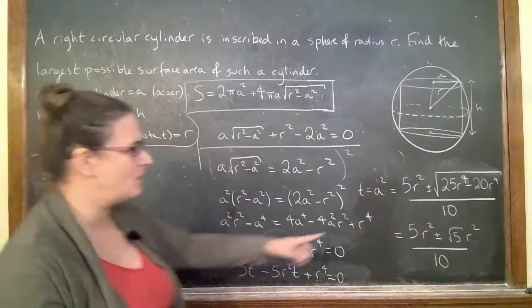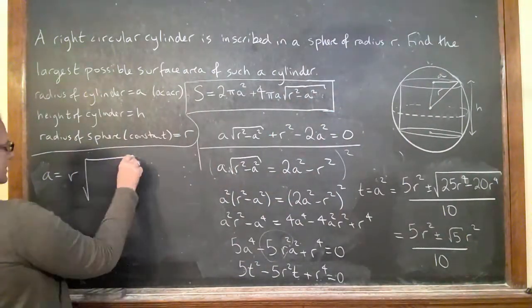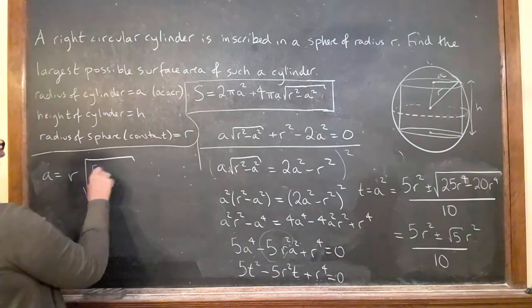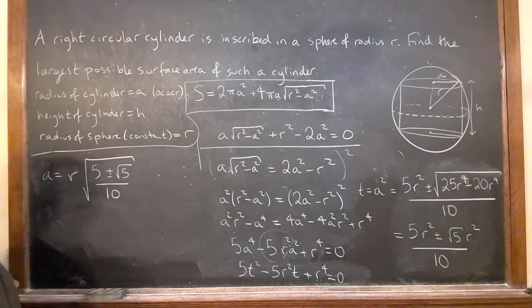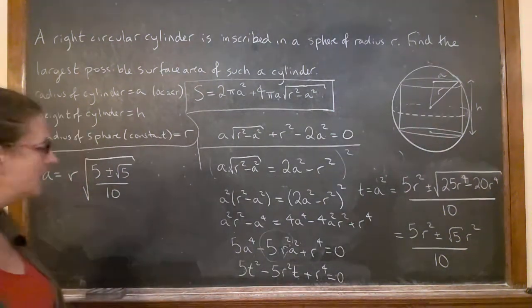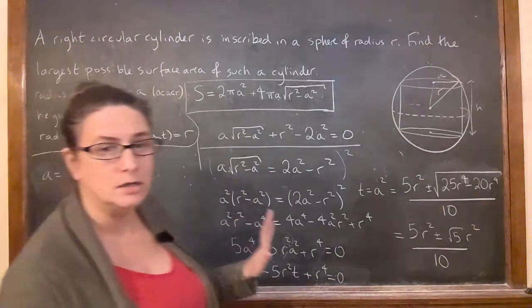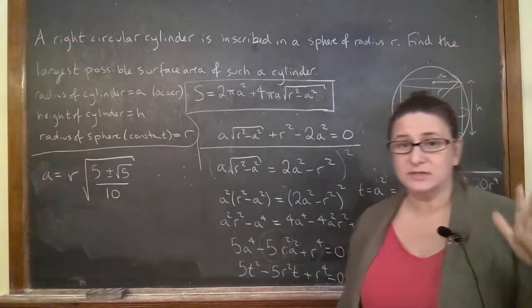And I can take the r squared out from both. The square root of that is r. So then I have r times the square root of (5 plus or minus root 5) over 10. That's not a great answer, but it's actually the right answer, okay? But there's an issue here, because 20 minutes of this video wasn't enough with this problem, right? There's an issue here.